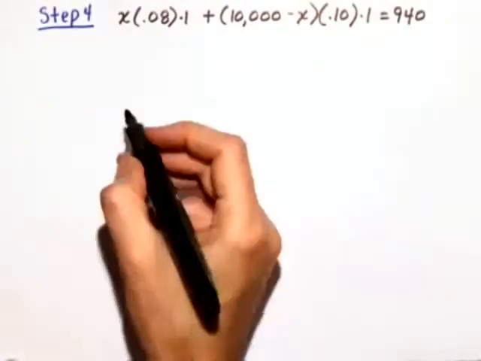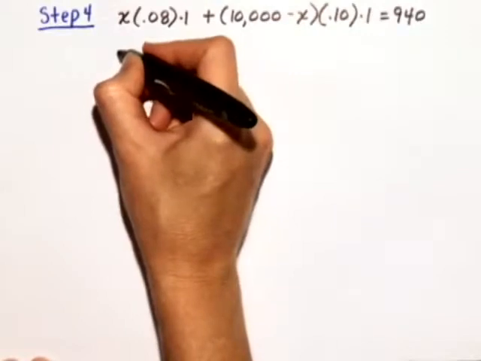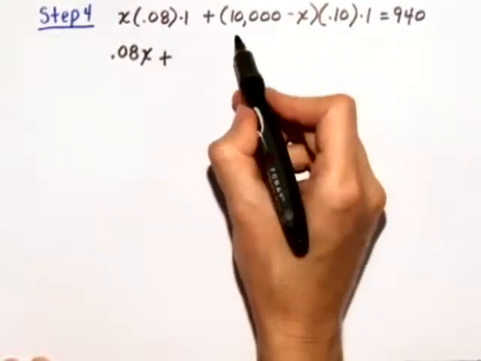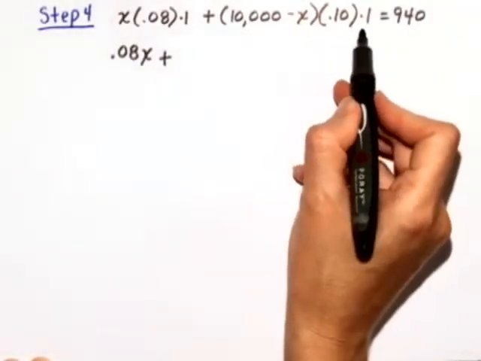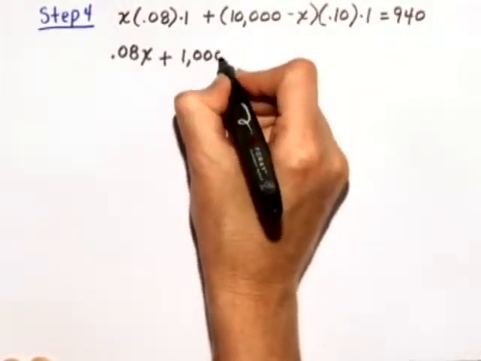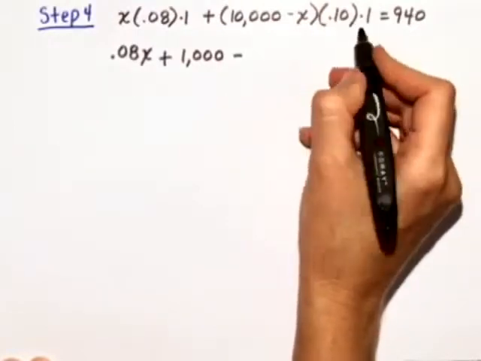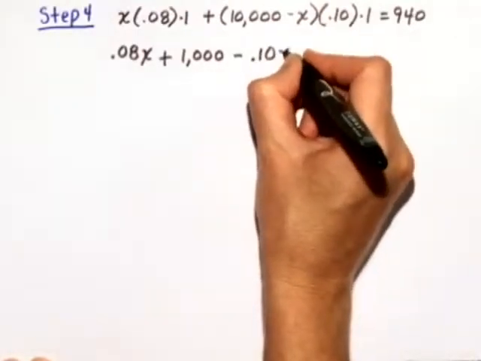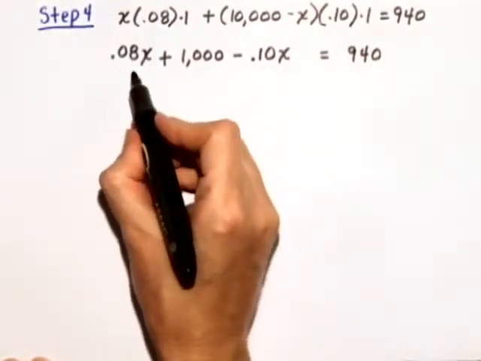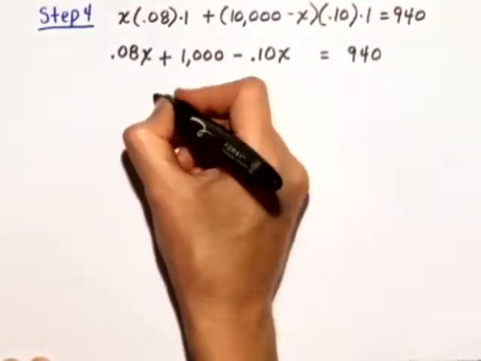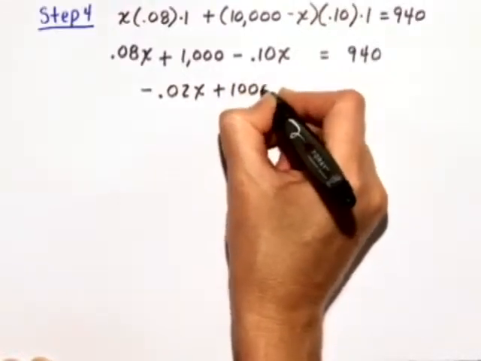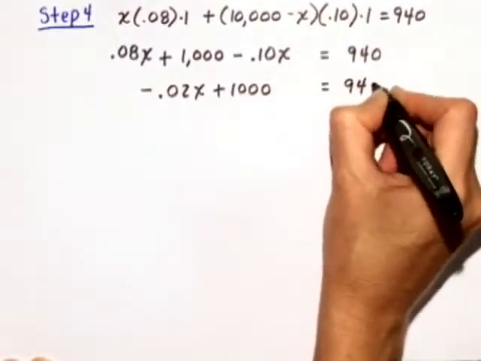In step 4, we'll solve this equation. So we need to distribute. X times 0.08 times 1 is simply 0.08x, plus we have 10,000 minus X times 0.10 times 1. So 10,000 times 0.10 is just 1,000, minus X times 0.10 times 1 is 0.10x, and that's equal to 940. We'll combine like terms, so 0.08x minus 0.10x is negative 0.02x, plus 1,000 is equal to 940.